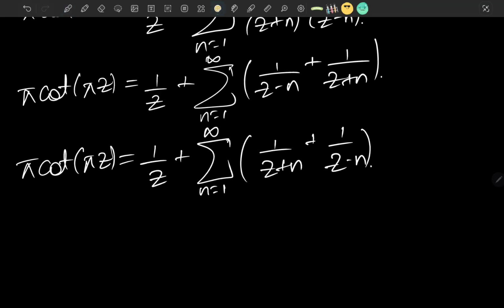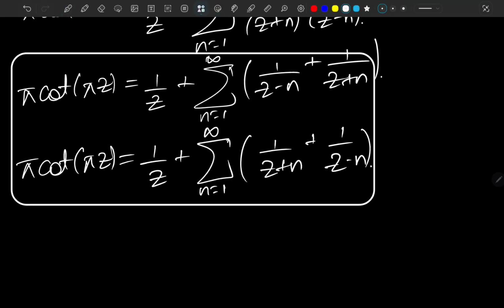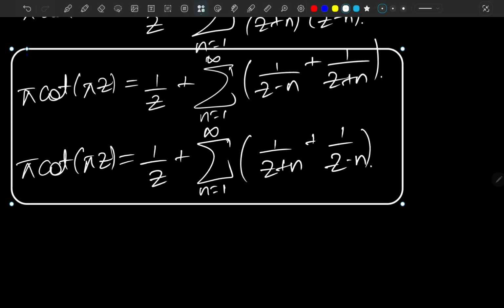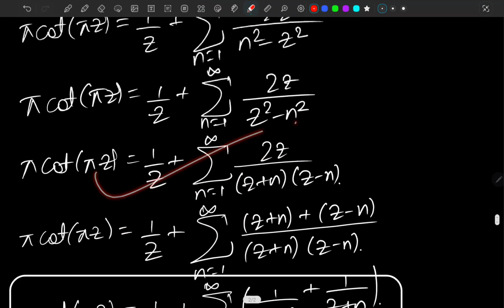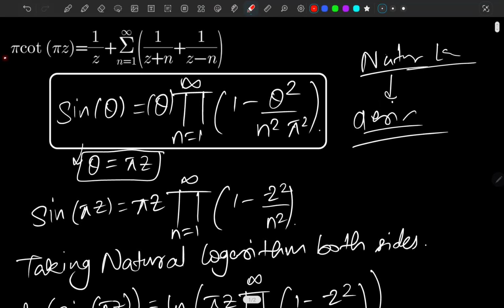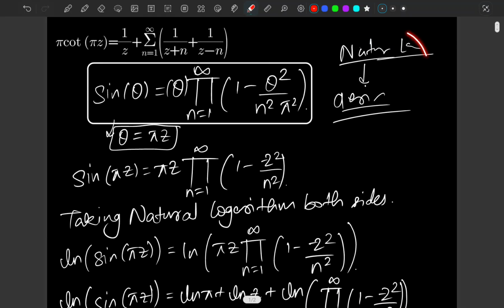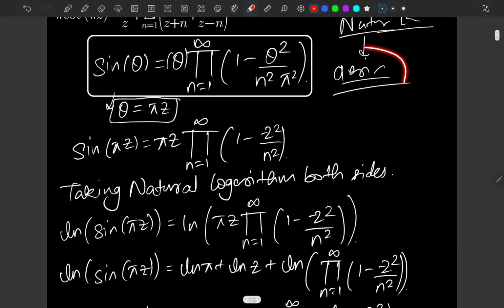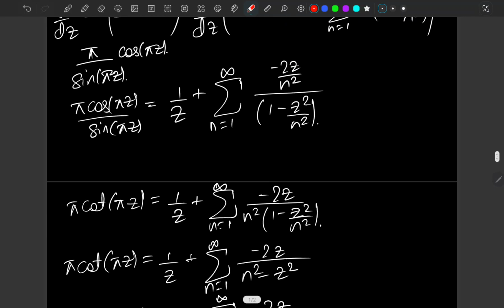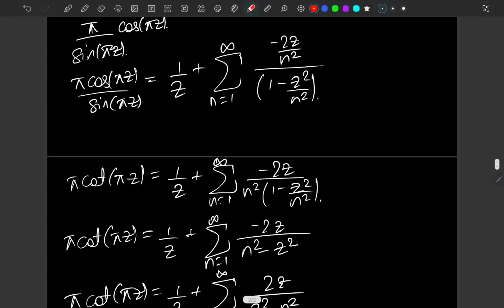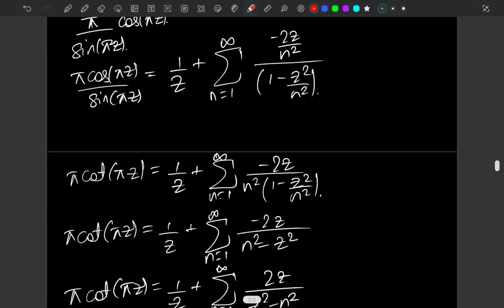So basically these three equations are equal, and these are what we began with. We had to prove these equations, and we have done that. Look, pi times cotangent of pi z equals 1 over z plus this sum as n goes from 1 to infinity of 1 over z plus n plus 1 over z minus n. So yeah, it's pretty fine, right? And it wasn't tough at all. We just took the natural logarithm on both sides, took the derivative, and did some manipulations or rearrangement, that's it. So it's pretty easy and elementary to understand.